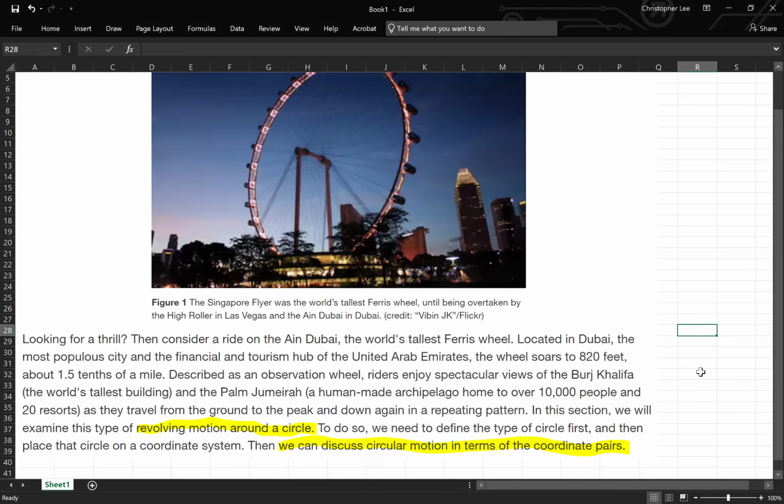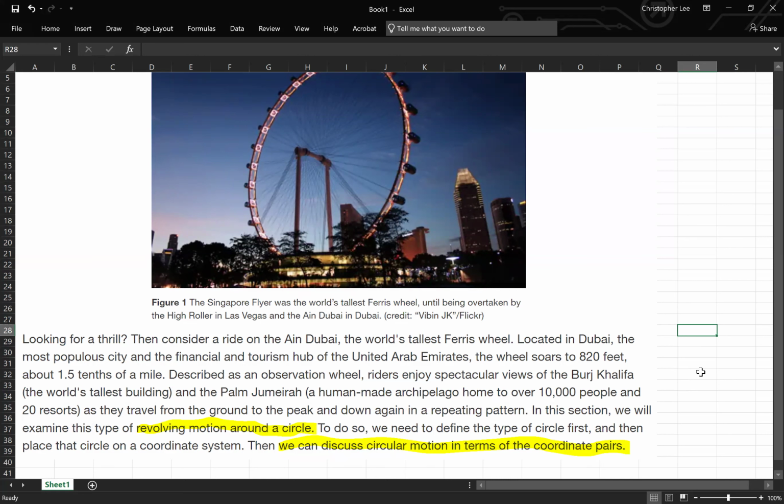So first, we're going to talk about a Ferris wheel. Looking for a thrill? Then consider a ride on the Iron Dubai, the world's tallest Ferris wheel. Located in Dubai, the most populous city and the financial and tourism hub of the United Arab Emirates, the wheel soars to 820 feet, about 1.5 tenths of a mile.